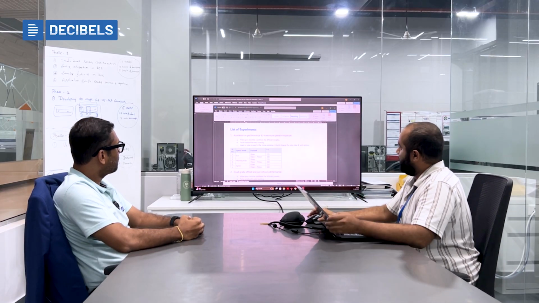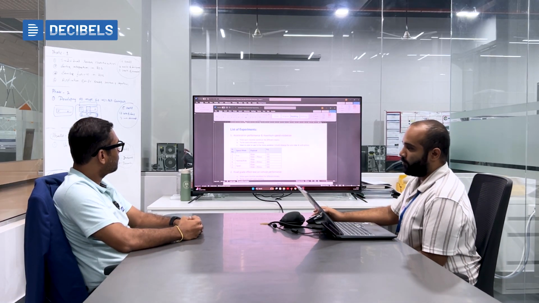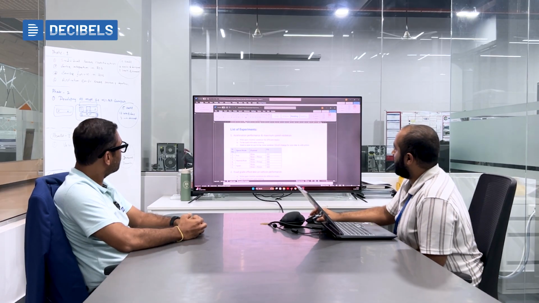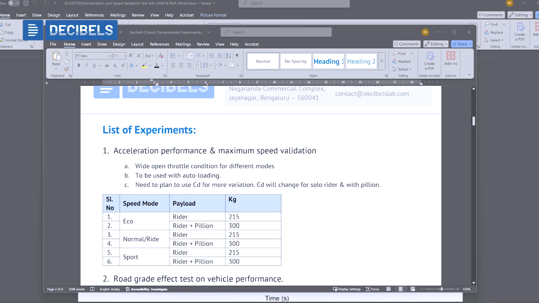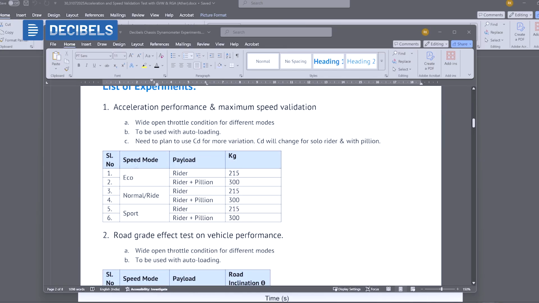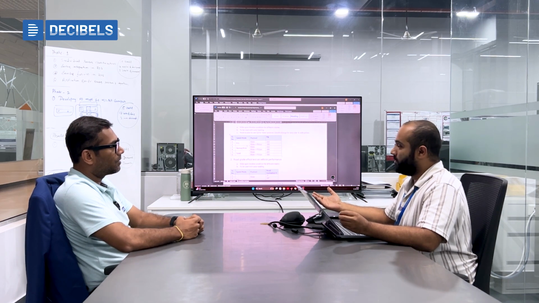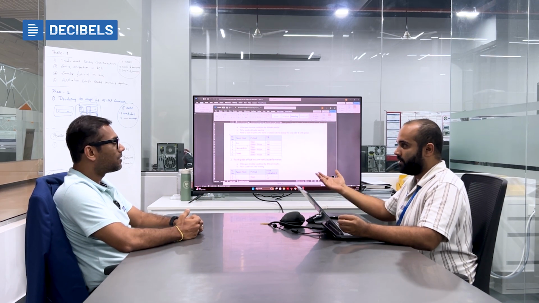First we begin with the acceleration performance as well as the maximum speed validation, where we test for different wide open throttle conditions. We can do this for different speed modes, that is eco mode, normal mode and sport mode. We're also able to simulate different kinds of payloads: one with only the rider, and one with the rider plus pillion, that is one person sitting behind the rider.